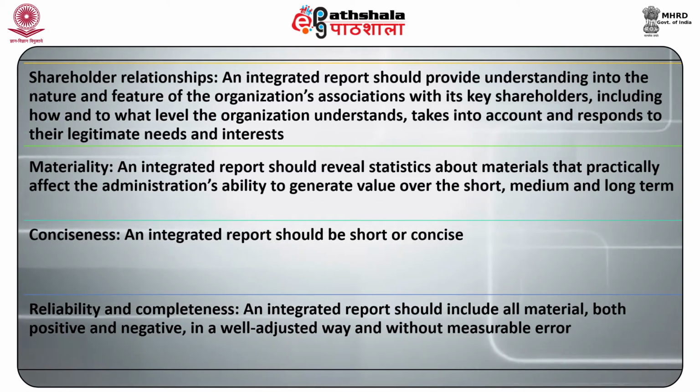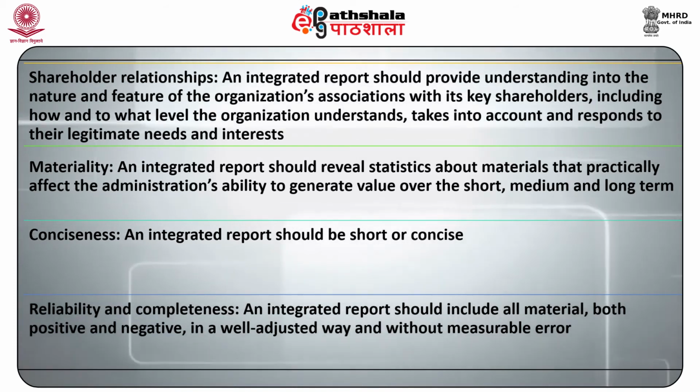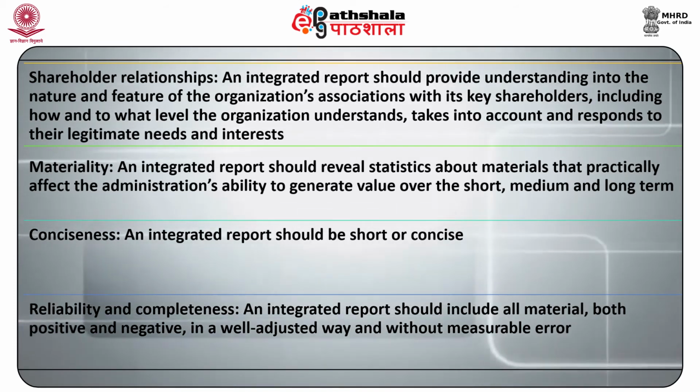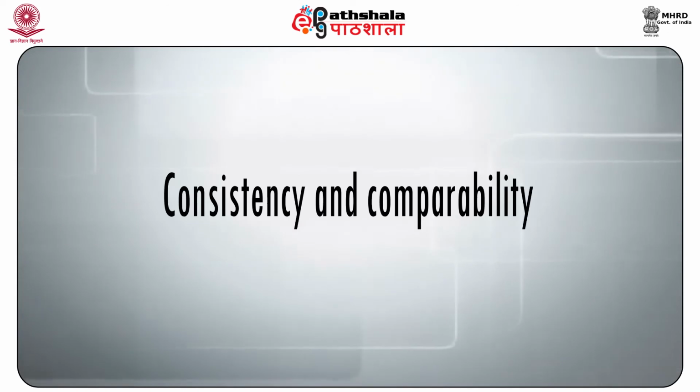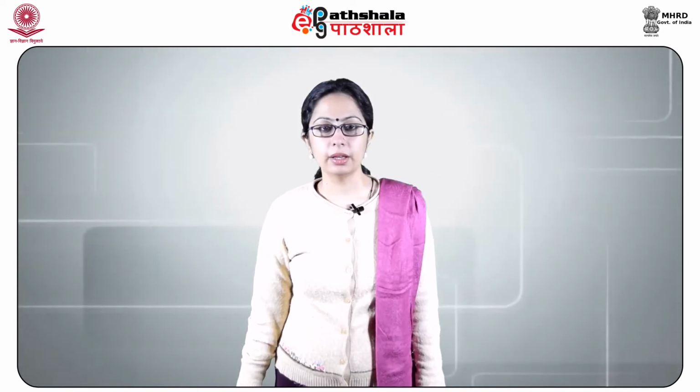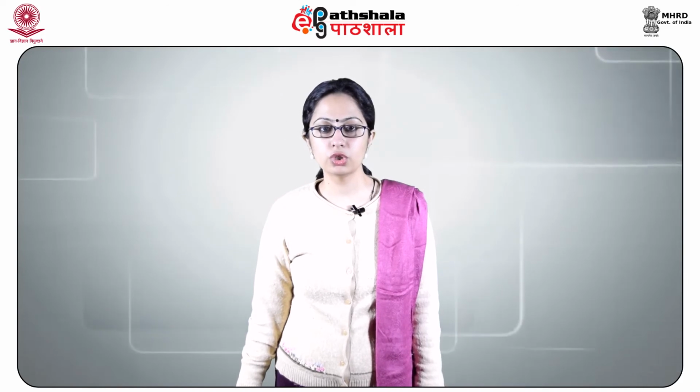Conciseness. An integrated report should be concise. Reliability and completeness. An integrated report should include all material matters, both positive and negative, in a balanced way and without material error. Consistency and comparability. The information in an integrated report should be presented, A, on a basis that is consistent over time, and B, in a way that enables comparison with other organizations to the extent it is material to the organization's own ability to create value over time.